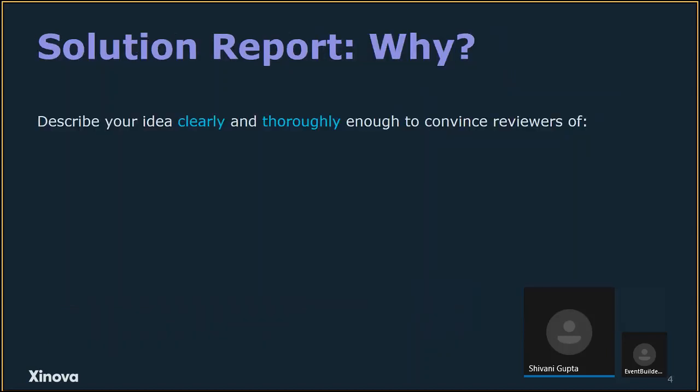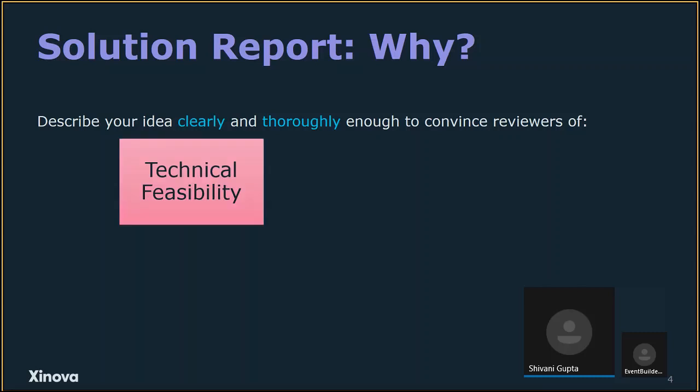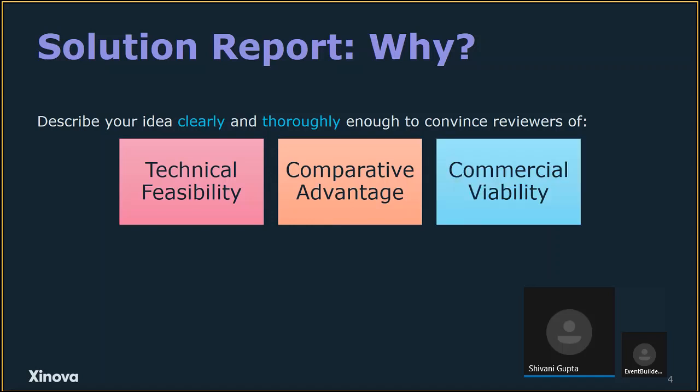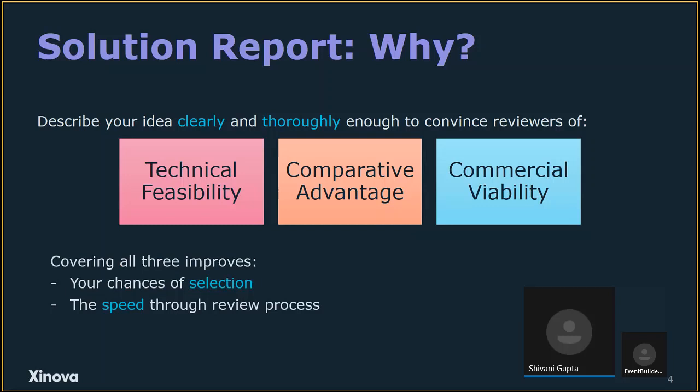So before getting into the details of the solution report, there's a question of what we're looking for from a report. And the goal of this report is to describe your idea clearly and thoroughly enough to convince reviewers of three things. The first is technical feasibility, so whether the idea works and whether we understand how the idea works. Comparative advantage, or the novelty of the idea and how it compares to existing solutions. And commercial viability, so whether it would be possible to implement the solution by our partner. If you can cover all of these in your solution report, and we write our template to make this as easy as possible for you, it greatly increases your chances of selection and the speed through the review process.